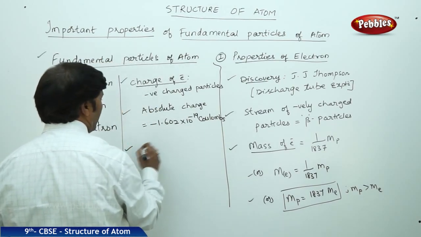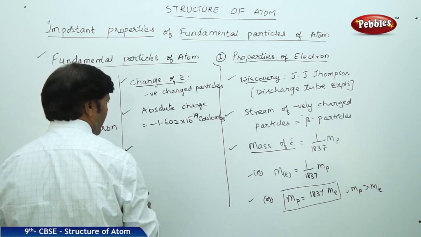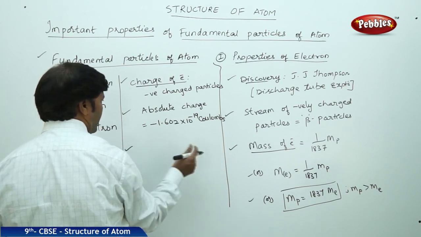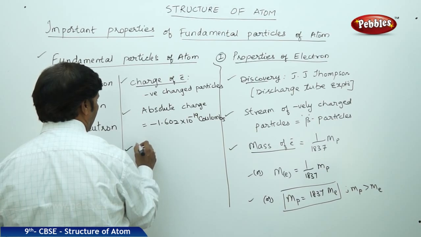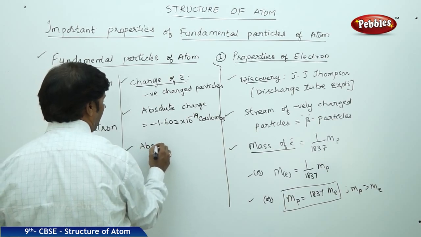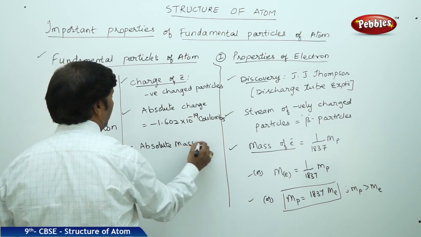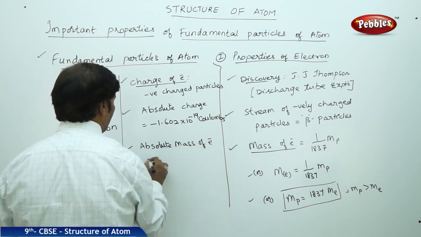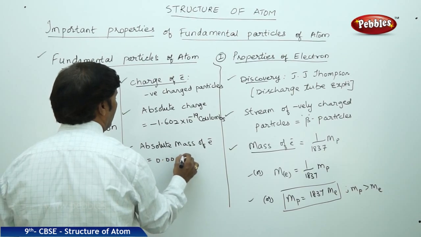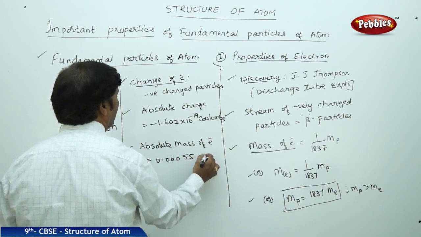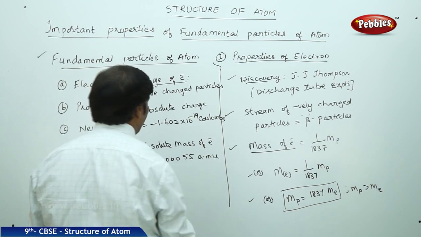Similarly, the absolute mass of electron expressed in AMU is 0.00055 atomic mass units.